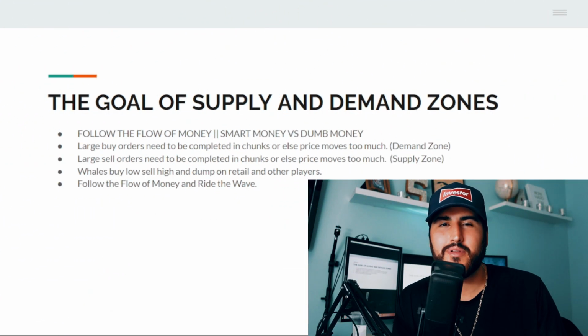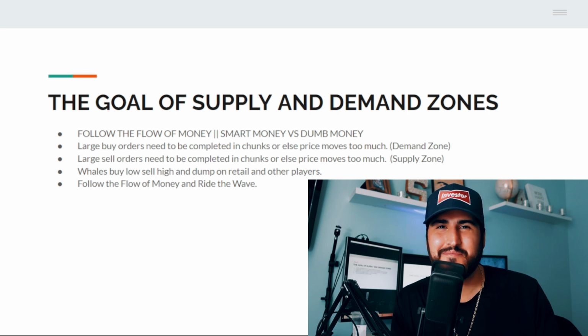Now, the goal for supply and demand zones is very, very simple. We just want to follow the flow of money. We want to be on the same side of the trade as big institutions, as smart money, Wall Street hedge funds, big banks, asset managers. We want to be following what they're doing and not dumb money.